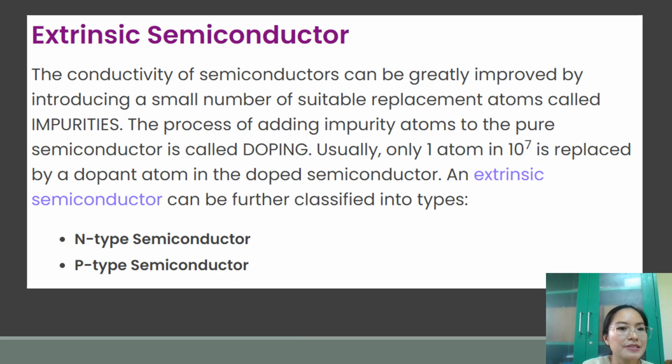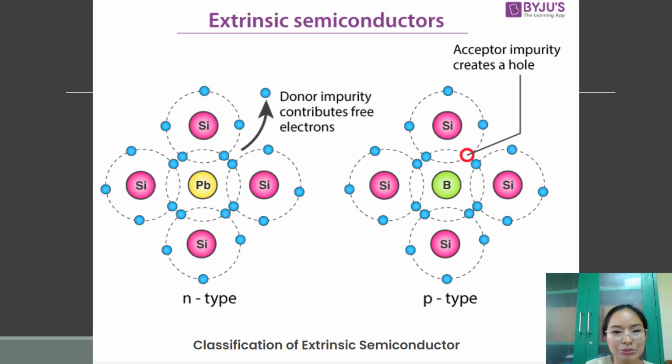Now, the second type is the extrinsic semiconductor, which can be greatly improved by introducing a small number of suitable replacement atoms called impurities through the process of doping. Usually, only one atom in 10 to the power of 7 is replaced by a dopant atom in the doped semiconductor. So it can be classified again into two: the N-type semiconductor and the P-type semiconductor.